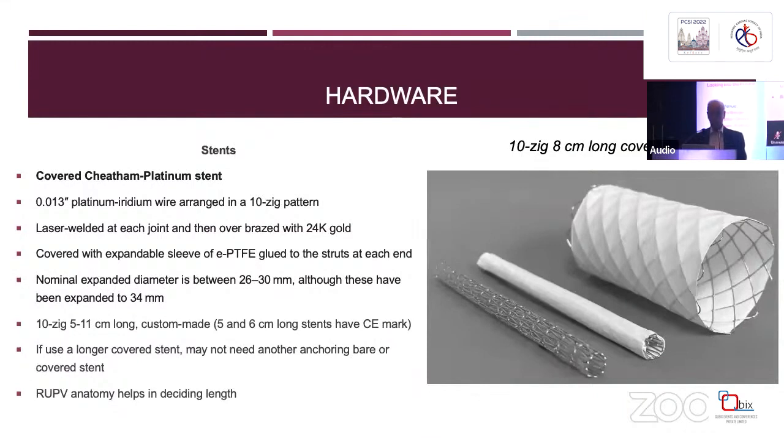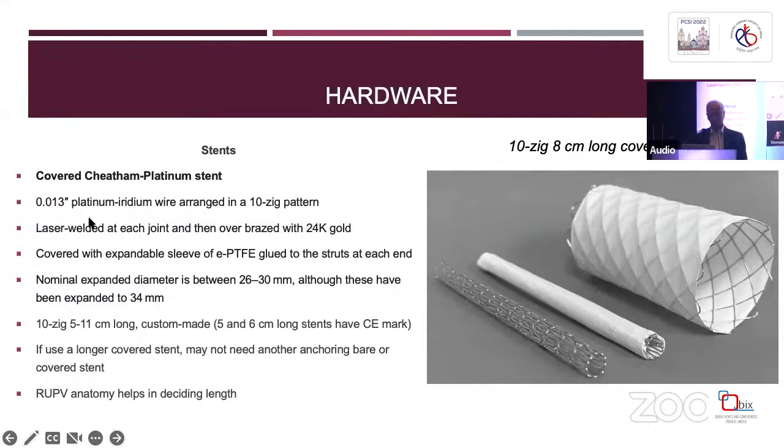The predominant one that we've used exclusively in our unit and many of the other centers is the covered Cheetham Platinum or covered CP stent. The 8-zig is the one that is widely available, but the 10-zig is the one that we have custom made at the moment. And these are pictures of a 10-zig, 8 centimeter long covered CP stent.